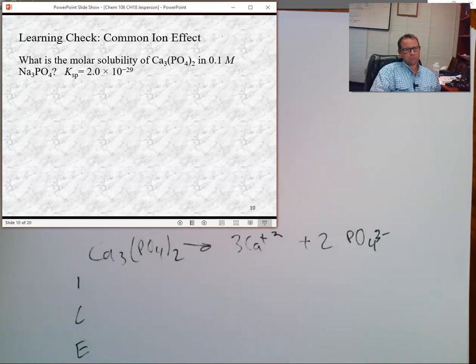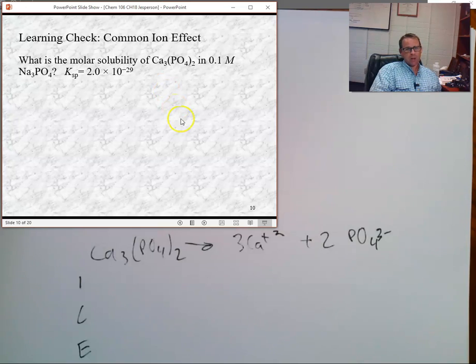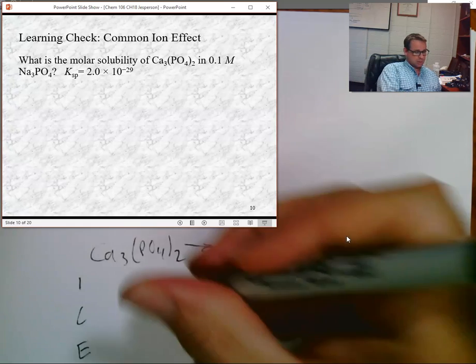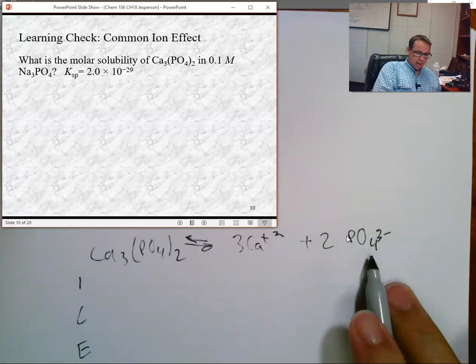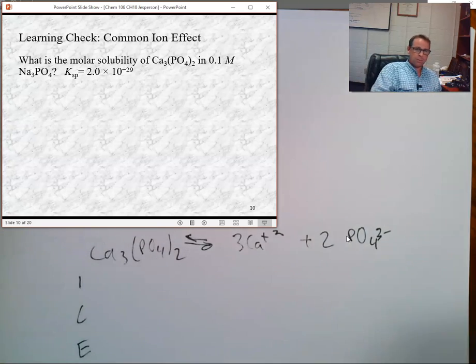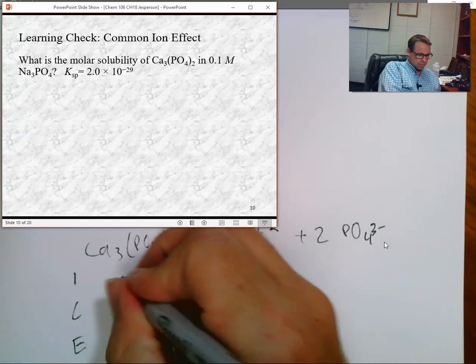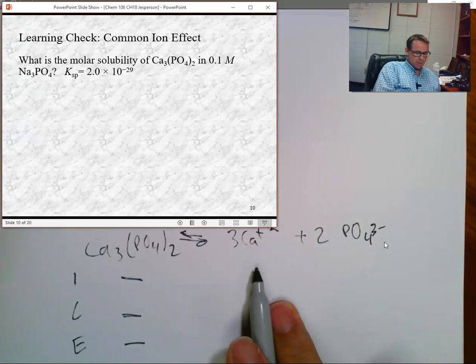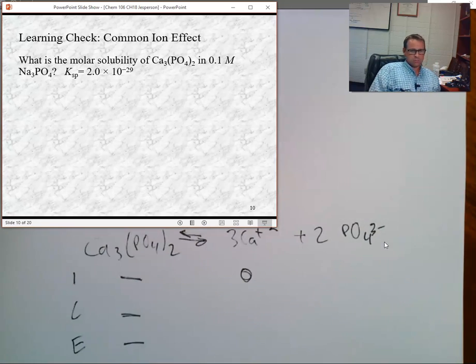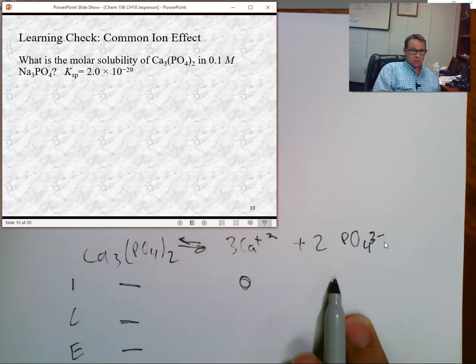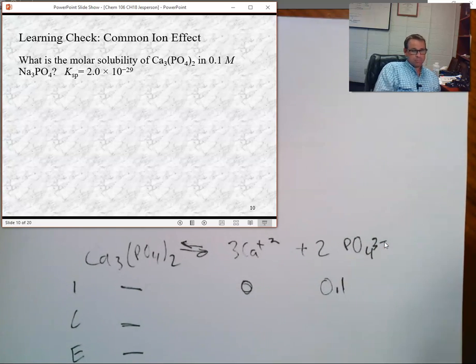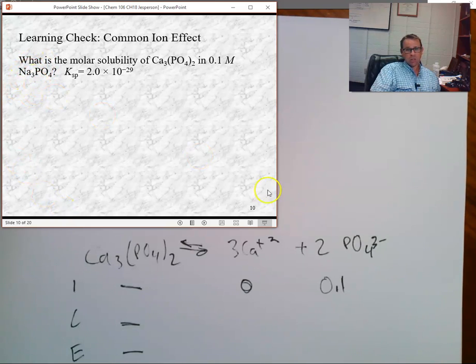The PO4. Okay, that's right, the phosphate. Because it's one of the products, and like Le Chatelier's principle said, and we've already mentioned, if you add a product, it will shift the equilibrium towards the reactant's side. So initial concentration, this one we don't care about, it's solid. But the calcium ion concentration starts off at 0, and the phosphate ion concentration starts off at 0.1, because if I put 0.1 molar sodium phosphate into solution, I end up with 0.1 molar phosphate ion.